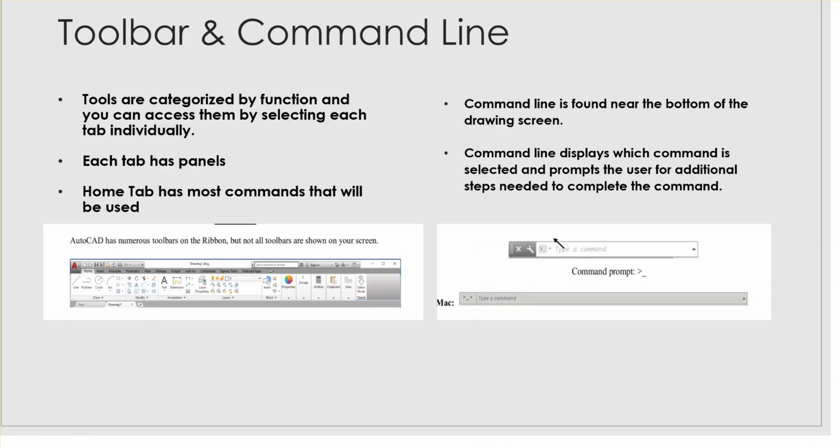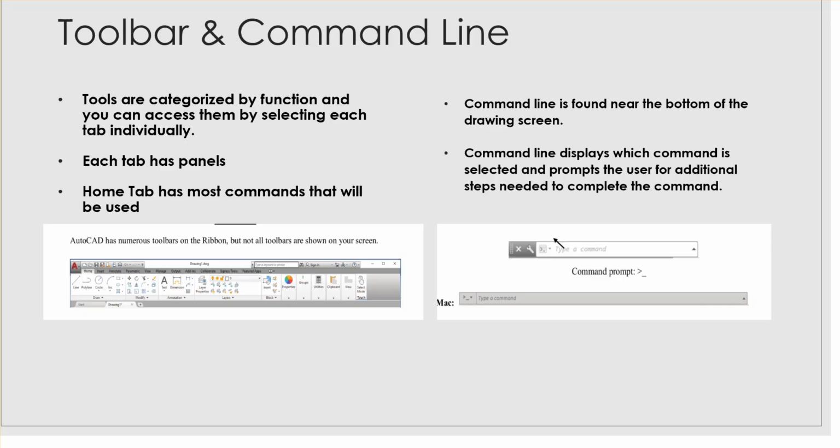The toolbar and command line that I discussed on the previous page. The toolbars are categorized by function, and you can access them by selecting each tab individually. So when we get into AutoCAD, I'll show you that we'll be able to click on each of these tabs that are found in this toolbar. And each tab has its own panels, which means it contains information in that actual tab.